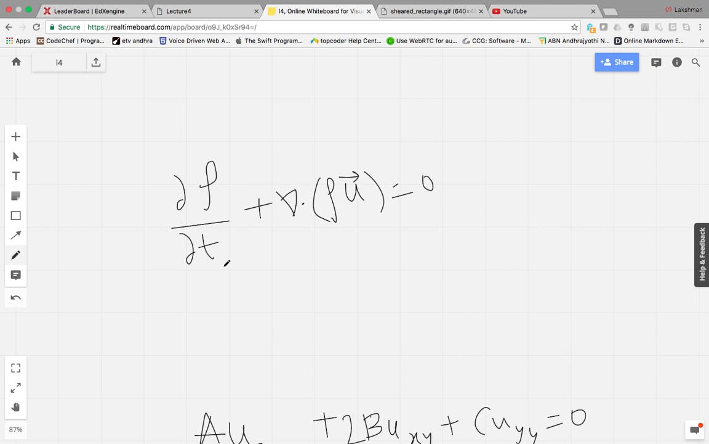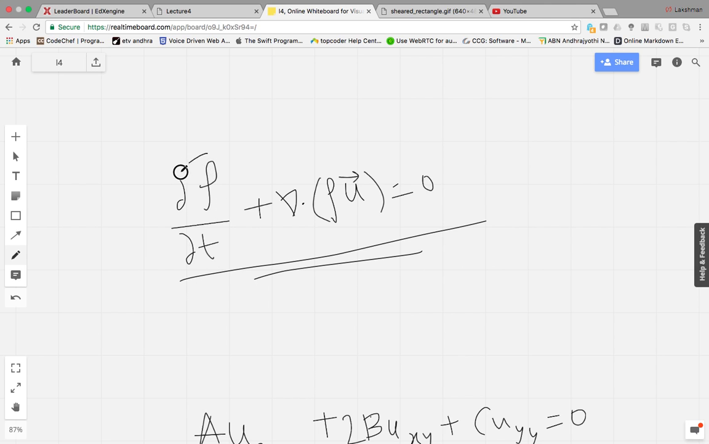Okay. So this is the conservation of mass. This is the general equation. This is the most fundamental equation. This is also called the continuity equation. This says that mass is conserved. So this is written in conservative form. As you can directly see, there is no substantial or Lagrangian derivative.